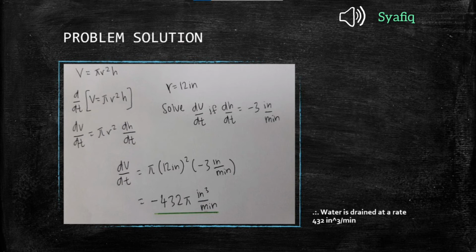This means that the mathematical sentence would be dV/dt equals d/dt of pi r squared h. Because r and pi are constant, it can be simplified into dV/dt equals pi r squared times dh/dt. Then, if we plug those values into the formula, it will look like this: dV/dt equals pi times 12 inches squared times -3 inches per minute. The answer should be -432 pi inches cubed per minute.